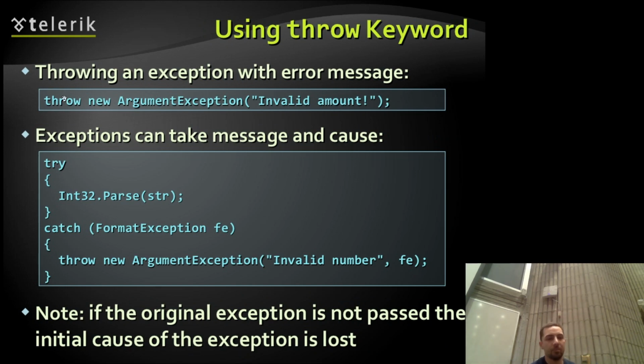So here is an example of throwing an exception. You get to provide the message, though. So you can choose the type of the exception and the message that will be thrown along with it. Remember, message is a member of exceptions. So in this case, you can throw an argument exception, invalid amount.